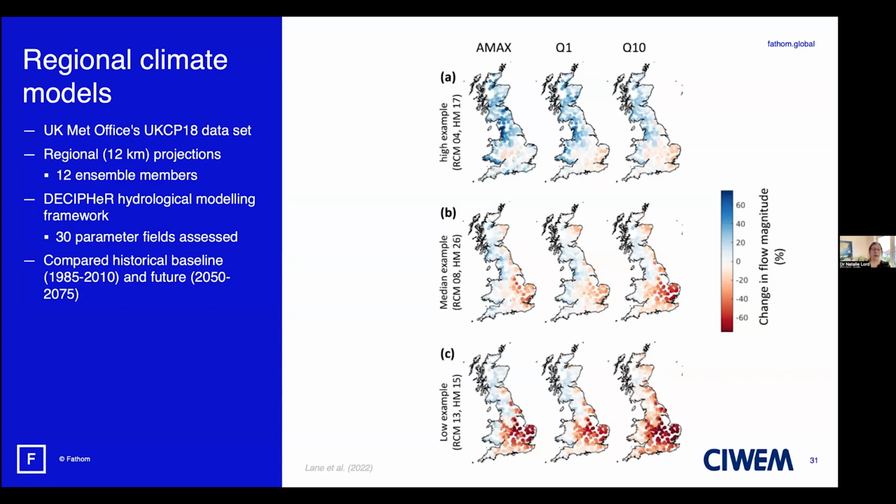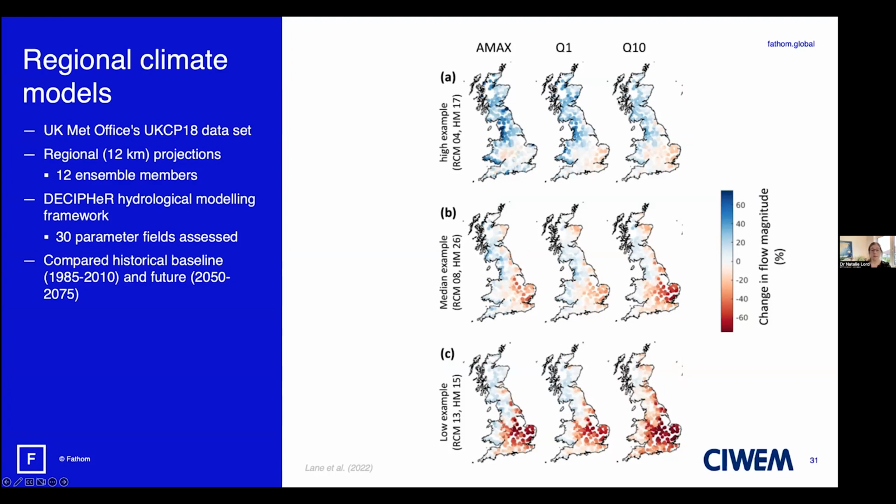And in the figures on the right-hand side of the slide, we can see the projected change in 3 indicators of peak flows, which are in the columns, for 3 of the RCM hydrological model ensemble members, which are represented by the rows, selected because they show the highest, median and lowest Great Britain average change in Q10. So on the left-hand column, we have AMAX, which is the annual maximum flow. And then the middle and right columns are high flow quantiles, Q1 and Q10. So the flow value exceeded 1% and 10% of the time.